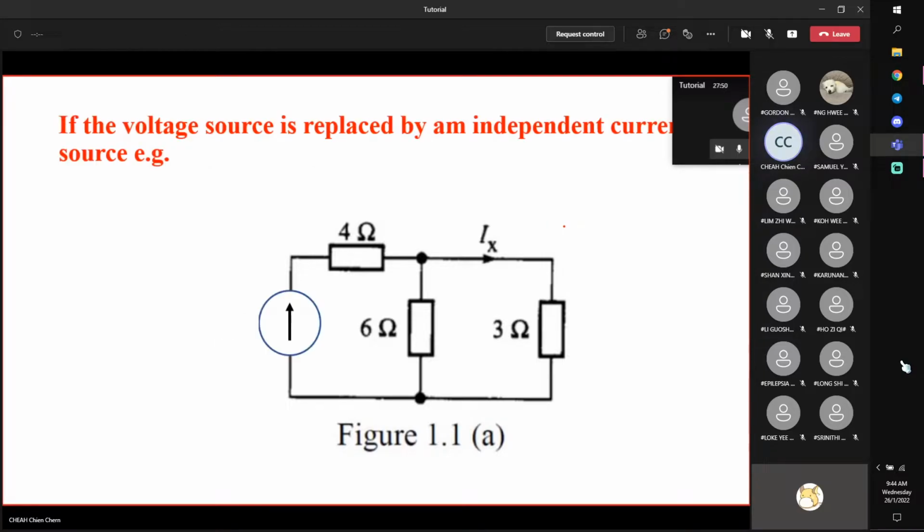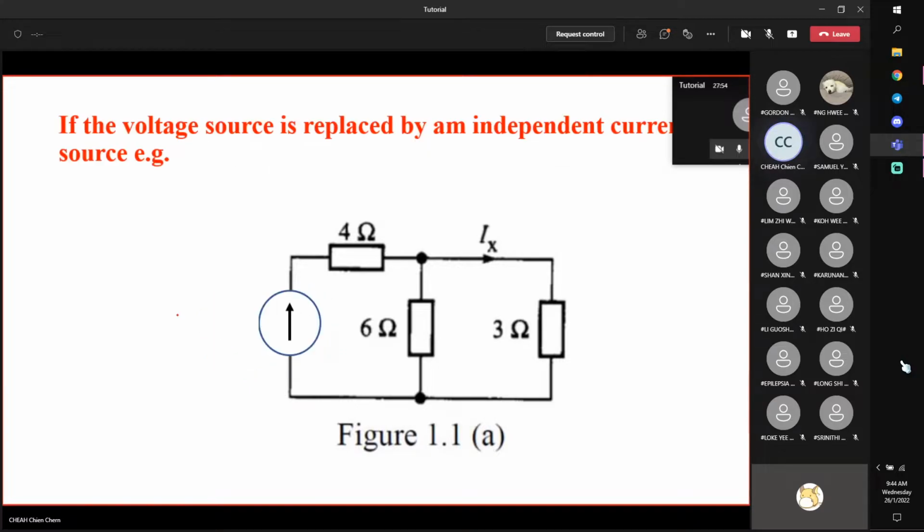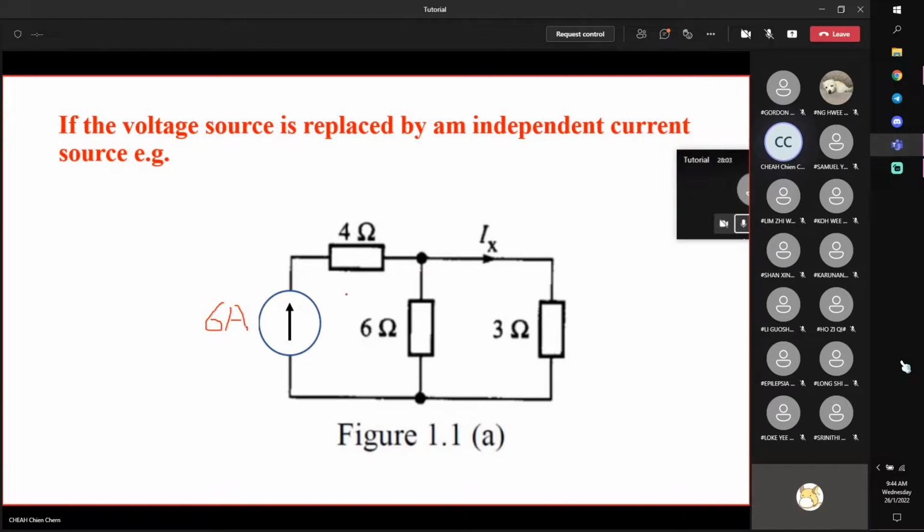For example, if I replace my voltage source by a current source, say 6 ampere, then in this case, it is actually better to use mesh analysis. Why? Because mesh analysis says that you want to know the current. In this case, you really know that this is 6 ampere, which means that the only mesh that you need to assign is this one, which is basically your IX. You can call it IX or I1, it doesn't matter.